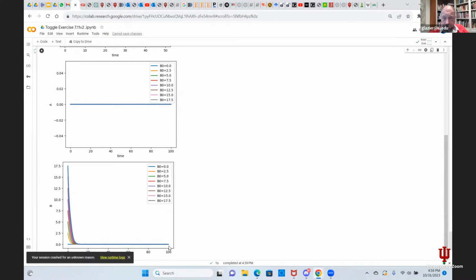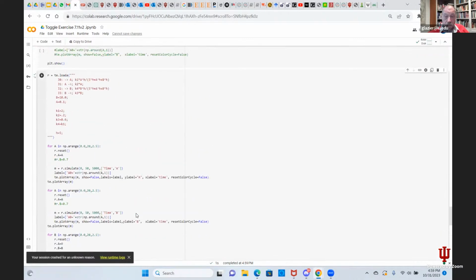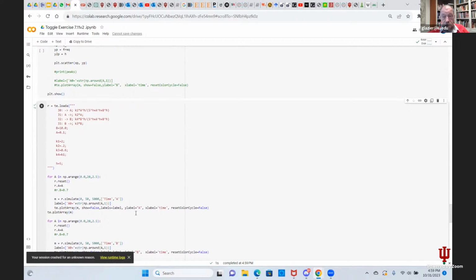Okay. And B drops to 0. So let's look at the simulate, the Antimony, because something has to be wrong, because these things are totally symmetric. So if A is doing something, B should do the same thing. So there has to be a typo. Let's see what the typo is. K1, K4, K3.